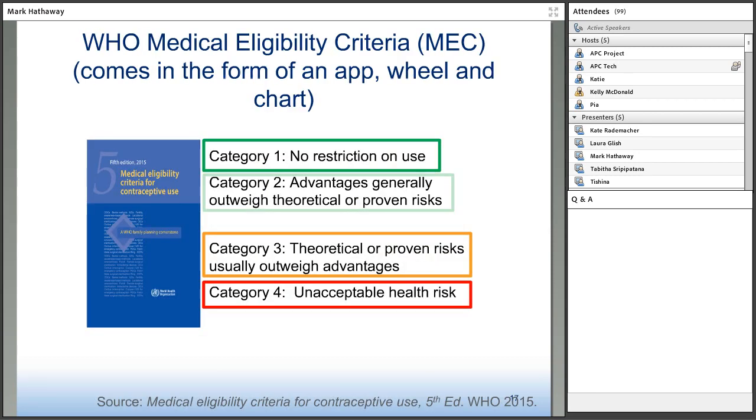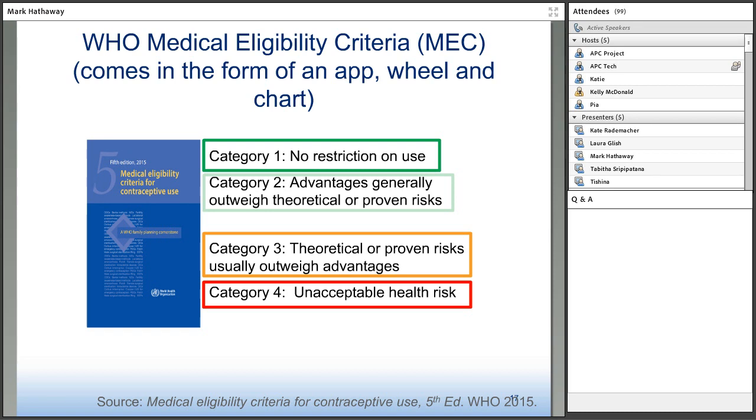I'm hoping most of you are aware of, or a little bit knowledgeable about, the medical eligibility criteria, the WHO's tool used to help figure out whether you can recommend a safe method for a woman. This is based on evidence-based information, and it aids with recommendations for safe methods for women with medical conditions or medically relevant characteristics.